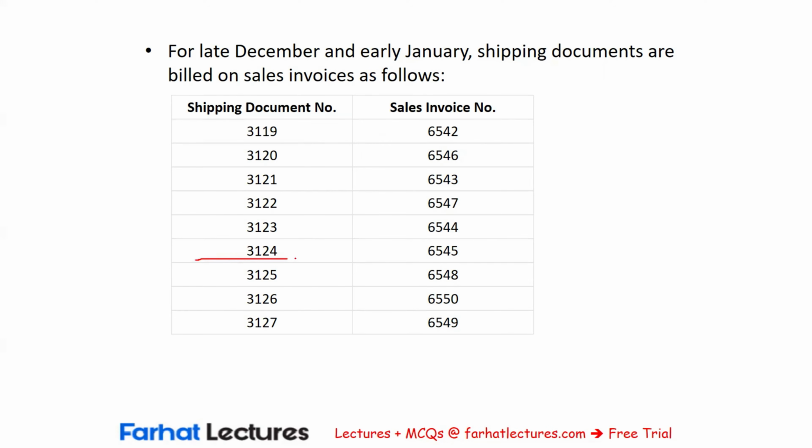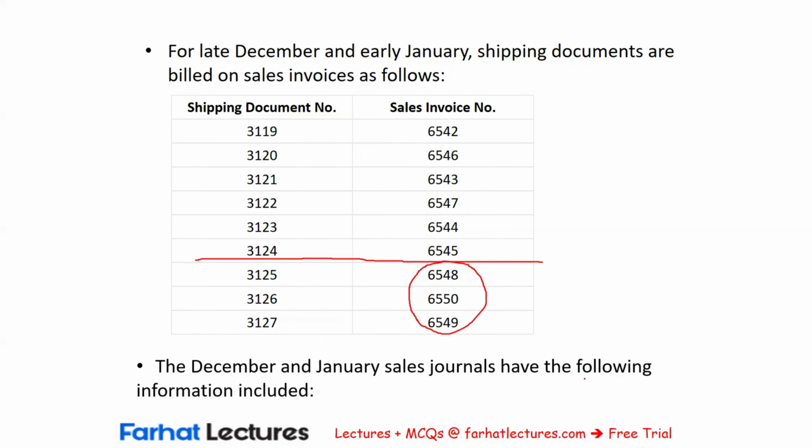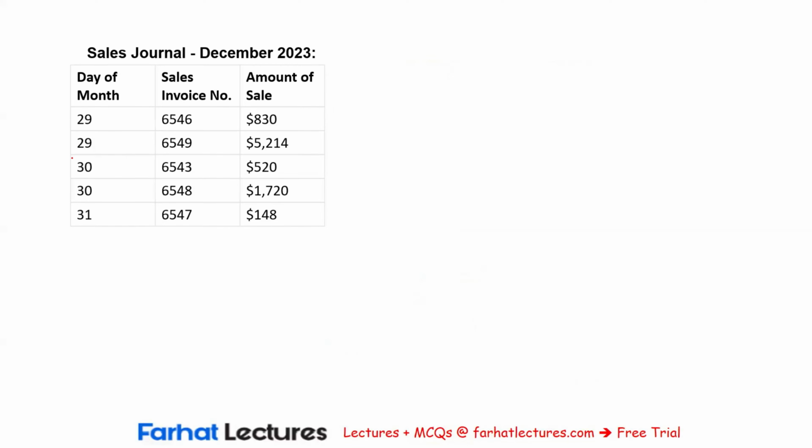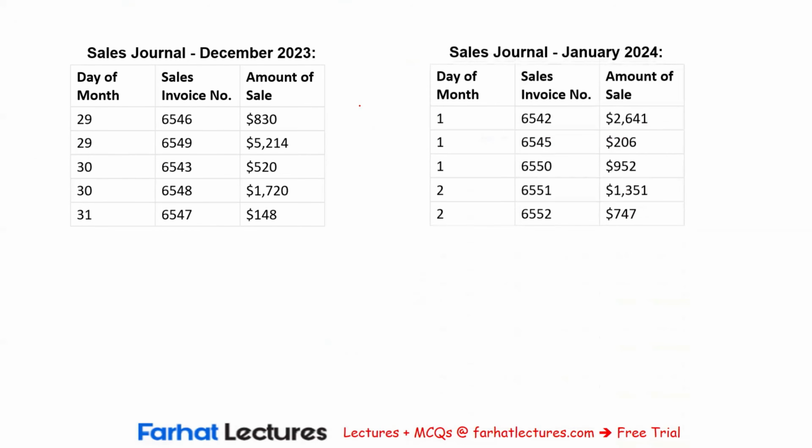Remember that the shipping document 3124 is the last shipping document in 2023. Therefore, the sales invoices related to shipping documents 3125, 26, and 27 should not be recorded in 2023. So sales invoices 6548, 6549, and 6550 should not be recorded in the year 2023. The December and January sales journals have the following information included. We have the sales journal of December 2023 and the sales journal of 2024.